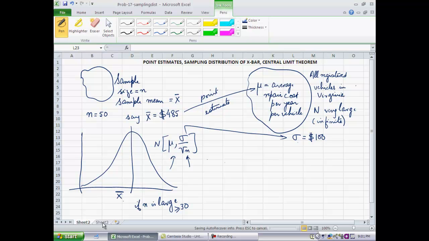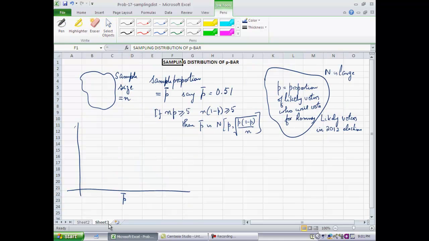The second example was the one with the likely voters. Let's say that the population here is the collection of likely voters in the 2012 election. Again here let's assume that the population is very large, n is very large, infinite for all practical purposes. And what I'm interested in is the population parameter p, the proportion of likely voters who will vote for Romney in 2012.